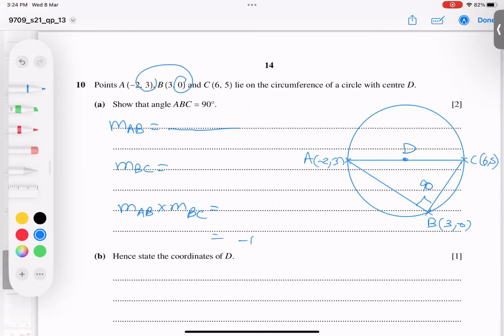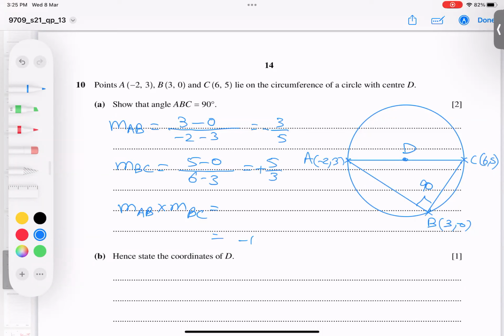So let's try the AB gradient. y2 minus y1 over x2 minus x1, same order, no issue at all. 3 minus 0 over -2 minus 3, so I get 3 over -5, with the minus in the middle. Now I'm going to find the BC gradient: y2 minus y1 over x2 minus x1, and ultimately I get 5 over 3 with a plus sign.